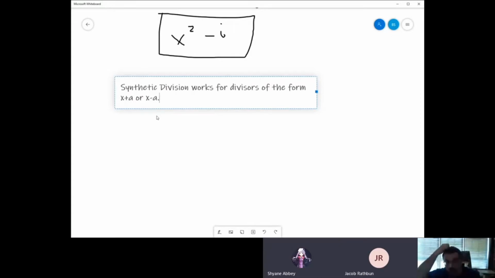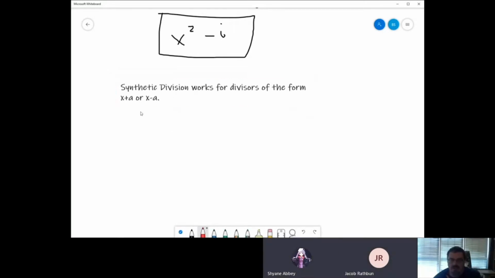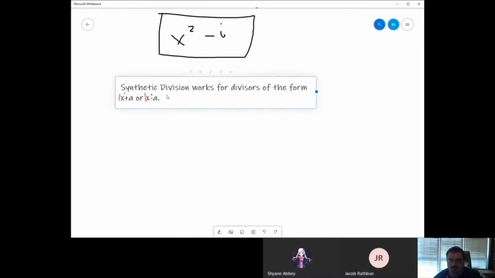So synthetic division works only for x plus a and x minus a. That means this has to be a 1 right here, this has to be a 1 right here, and the exponent has to be 1. A itself, A is complex.